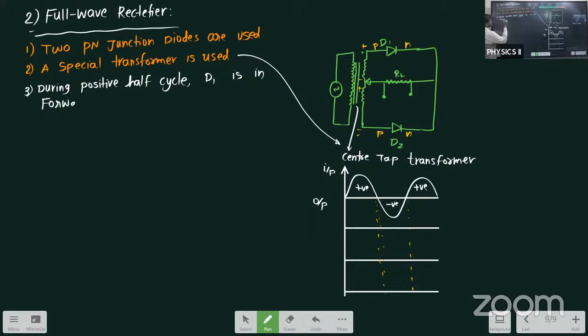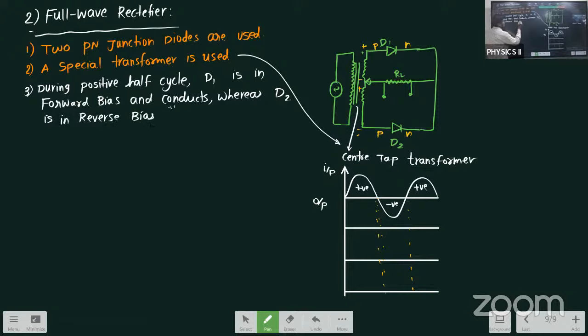Forward bias and conducts, whereas D2 is in reverse bias, whether it will conduct or not, and it does not conduct. I hope you understood this point.